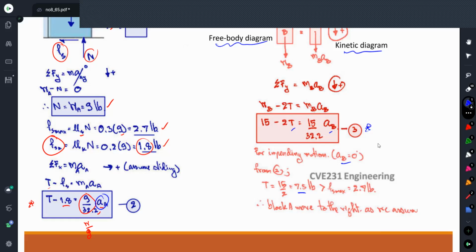That is greater than the maximum static friction. What does it mean? It means that the tension inside the cable is greater than the maximum static friction. So the tension in the cable can pull block A to move to the right. Okay, so block A will move to the right as we assumed for the first case.